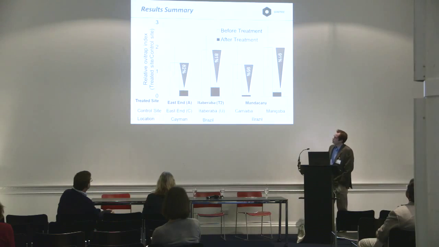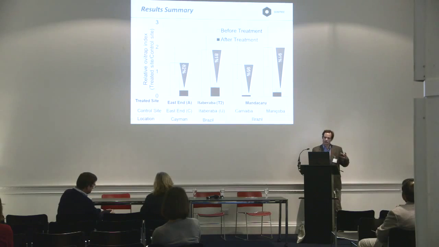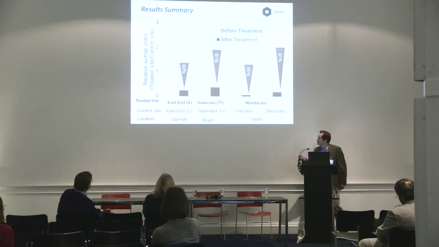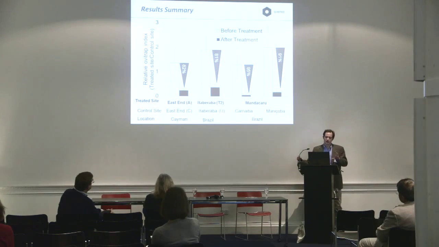So to give you a summary of the results where we've been looking at suppression specifically, in the Cayman, just to say, these are relative ovitrap index. So we looked at the ovitrap index in the treated site relative to untreated control, and this enables you to remove the seasonality factor. So in Cayman, we achieved 82% reduction. In Itaberaba, 81%, so very similar, two different habitats, different countries, same type of result.